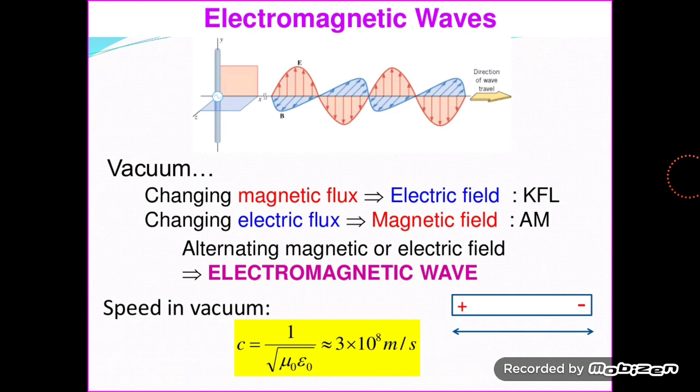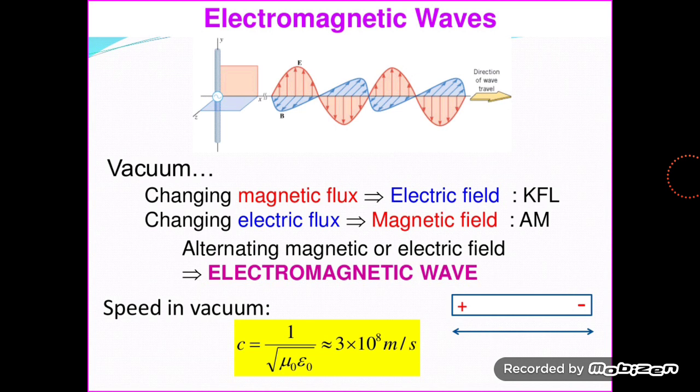This is the figure of an electromagnetic wave. In this figure, we can easily see that the electric field vector is vibrating in the y-axis and the magnetic field vector is vibrating in the z-axis, while the direction of propagation of the electromagnetic wave is in the x-axis.